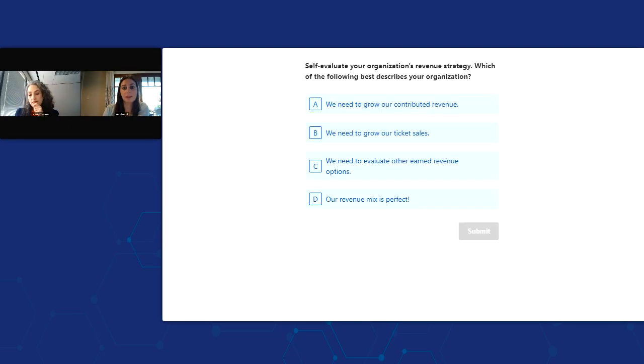Okay, so here we have another poll question. So again, if you need to get CPE, make sure you are paying attention and can answer the question on the screen here. Self-evaluate your organization's revenue strategy. Which of the following describes your organization best? How many think we need to grow our contributed revenue, or we need to grow our ticket sales? We need to evaluate other earned revenue options, or our revenue mix is perfect. We don't need to make any changes, and I don't know why I signed up for this webinar.